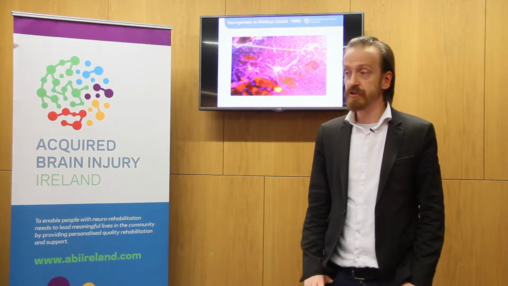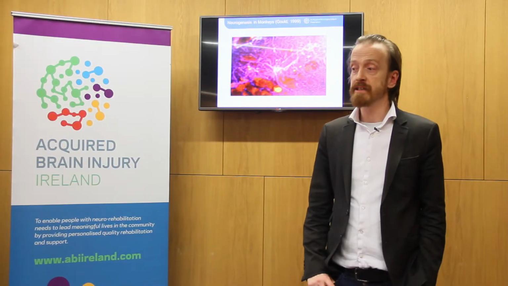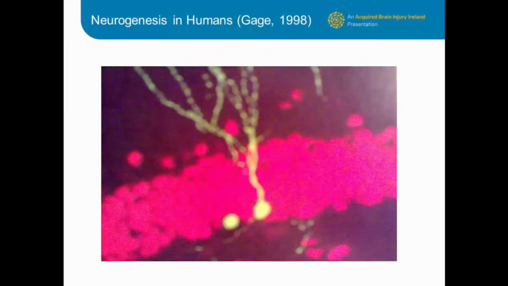So this next slide just shows that marker cell in the brain of a monkey. So the yellow blob, they would say, is a new brain cell, and then the slide after that I think is much clearer. That's a neuron, a new neuron from neurogenesis in the brain of a human.